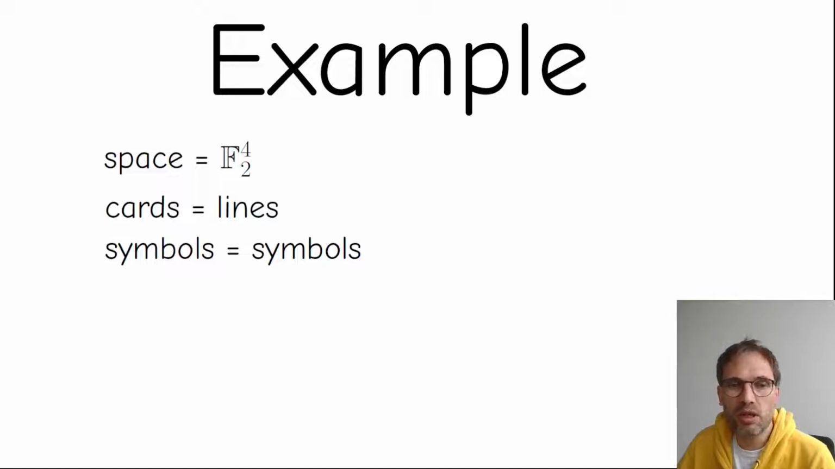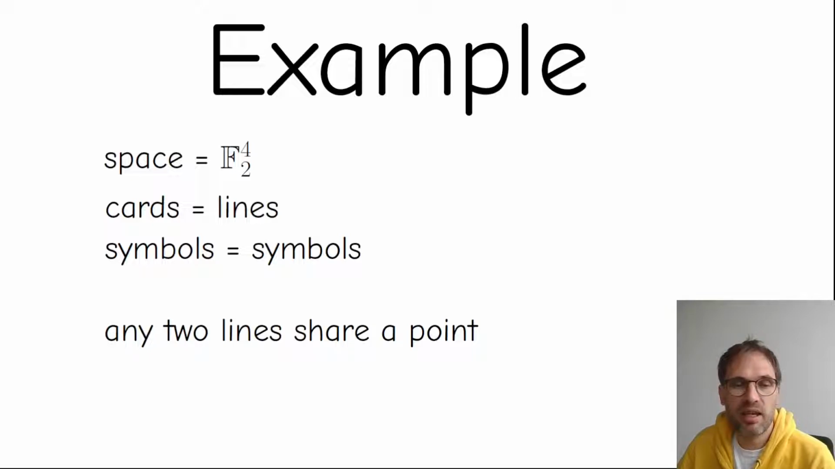Then you take all the lines as cards. Okay, you don't take symbols, you take all the points. Then ideally any two lines share a point, and lines would go through a certain number of points, I think something like 4, because we are in the fourth power. And you can count the number of lines that exist in this space, and that would work.